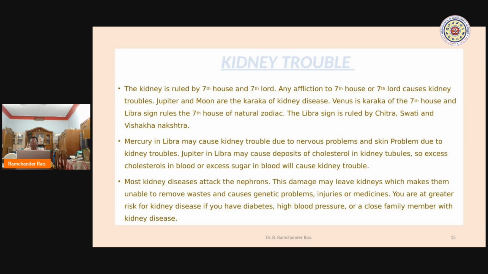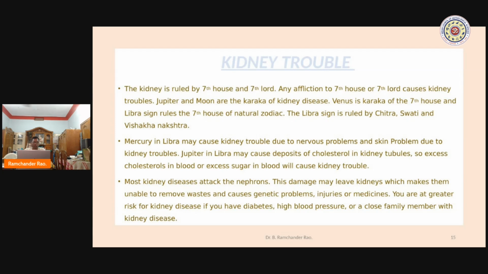The damage may leave kidneys unable to remove waste, and it can cause genetic problems, injuries, or the need to use medicines. You are at a greater risk for kidney disease if you have diabetes, high blood pressure or close family members with kidney disease. If it is genetic and close family members have it, then there are very good chances the next family member will also get it.